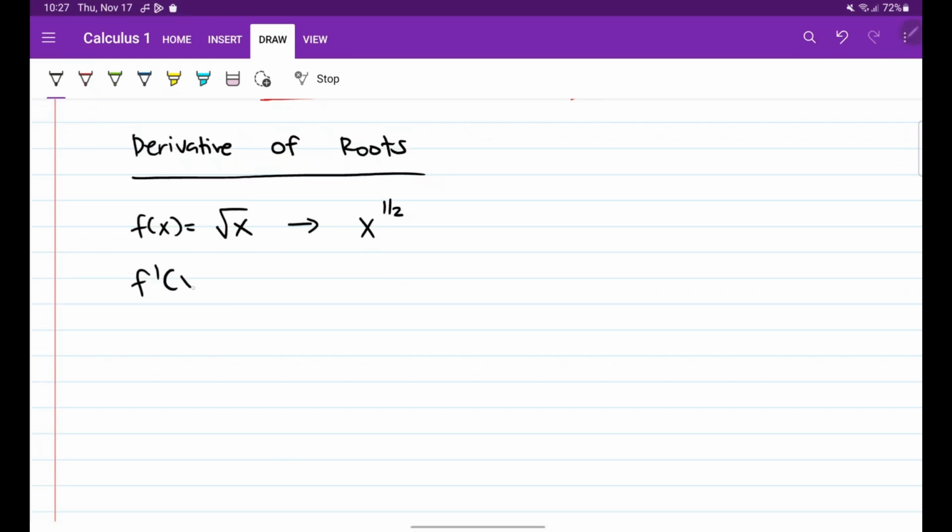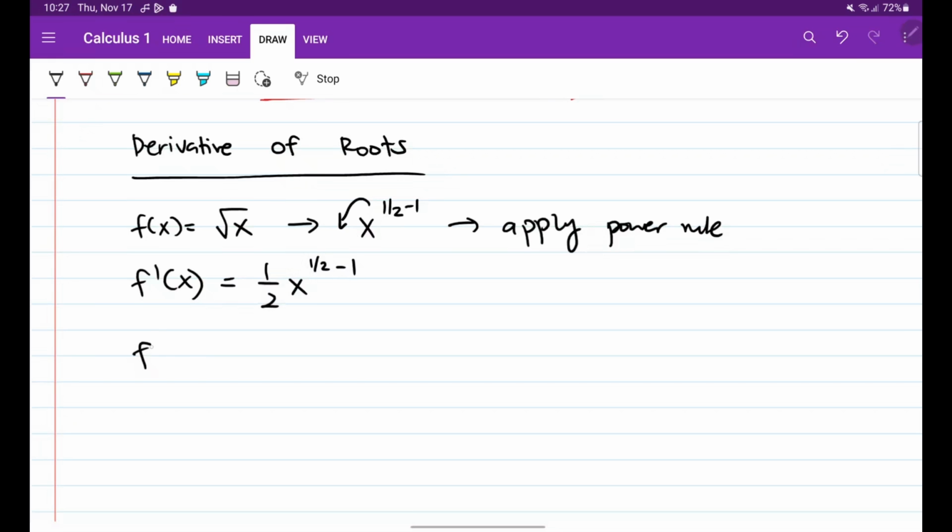And kapag kukunin natin yung derivative, pwede natin i-apply yung power rule ng differentiation, no? So, pwede natin ibaba and then minus 1, no? So, pag binaba natin, 1/2 x to the 1/2 minus 1, no? So, f prime of x is equal to 1/2 x to the negative 1/2. Okay? And kapag sinimplify natin yan, this is equal to 1 over 2 square root of x.